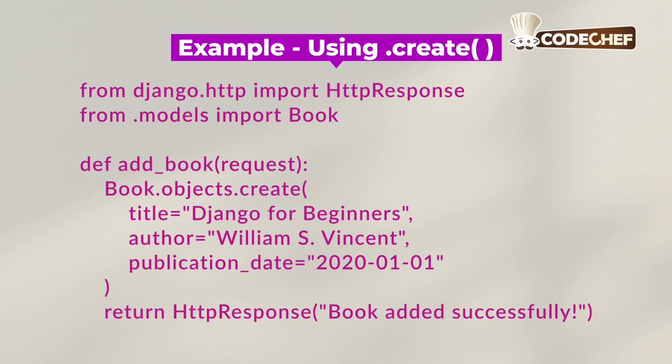So here is an example of the create method. It creates a book record and immediately saves it to the database. So you can think of create as a one-liner for object creation. It is great when you already have all the values ready. So here you can see there is a function called add book, which takes a request, and here we use the create method, book.objects.create, and we are trying to create a book record with these values and add them to the database.